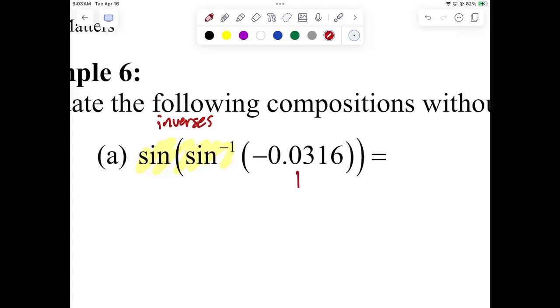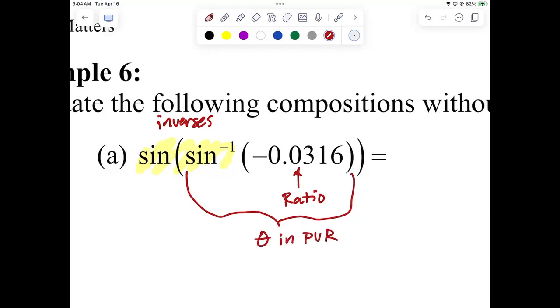This is an angle or a ratio? What is it? It's a ratio because it follows an inverse trig. So when I take the inverse sine of that ratio, I'm going to get an angle theta that is in the PVR. In fact, what quadrant will it be in? It'll be in quadrant 4. We know that for a fact. It'll be in quadrant 4. Okay. What happens then if I take the sine of that same angle in quadrant 4? Should I get the same ratio? I should, right? I should get the same ratio.